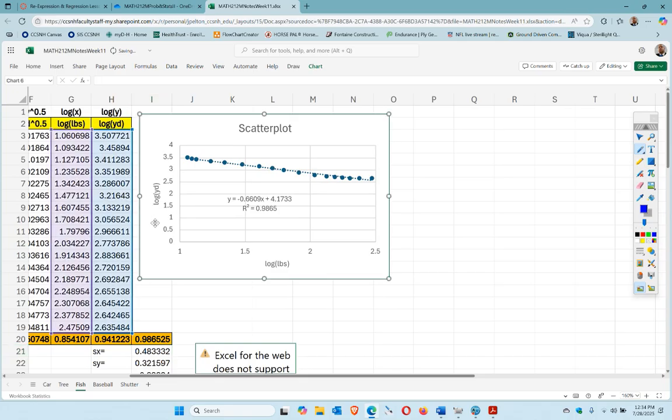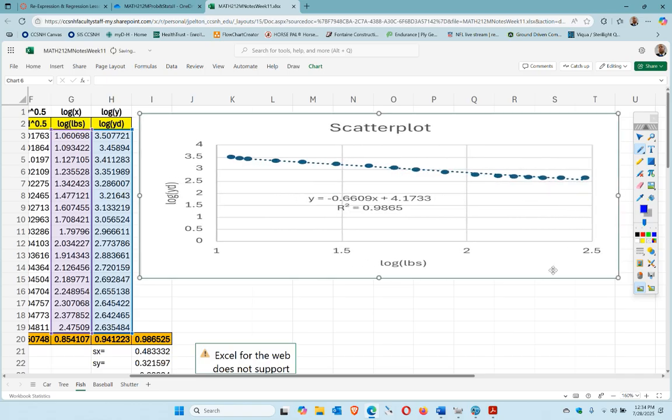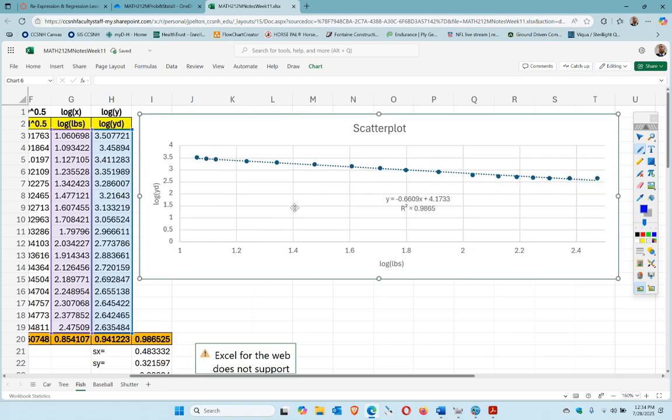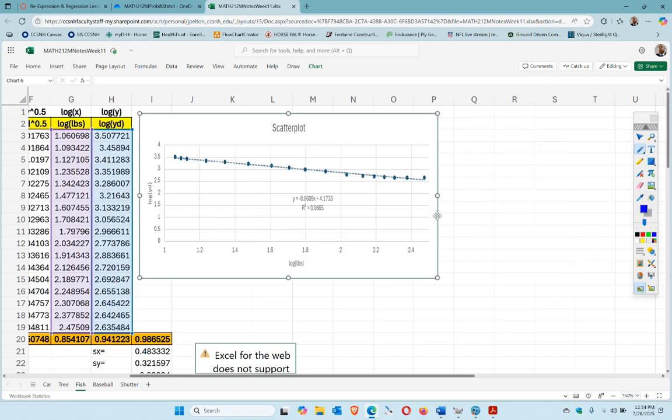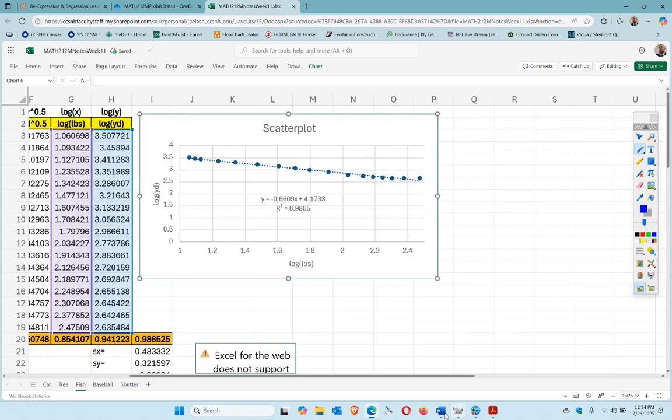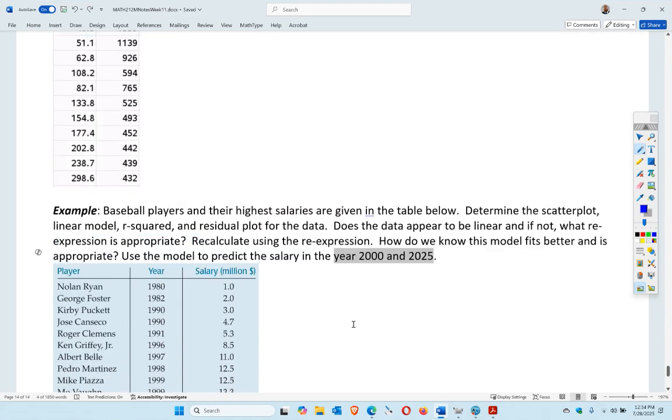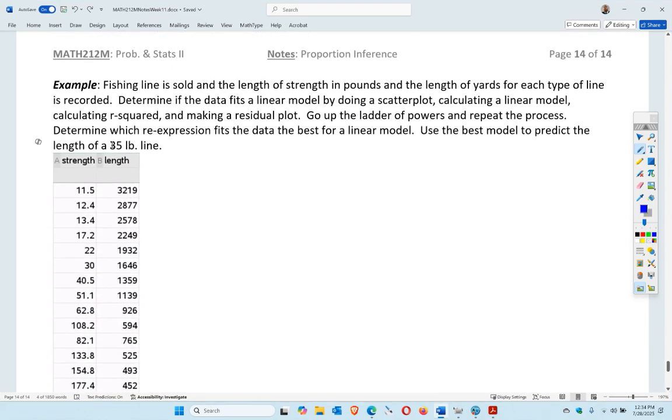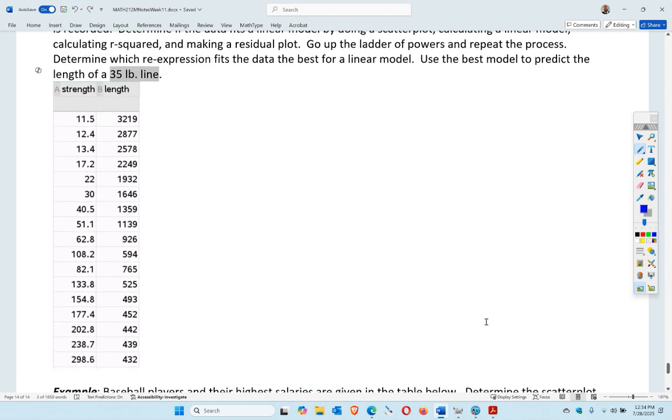So I graphed log of x and log of y, and I did the residual. Yeah, it's 0.98, but if you kind of look, it's kind of a wave, isn't it? Right? Which means it's still nonlinear. So should I use this to make predictions? Let's go back here. So it's saying 35 pounds a line, make a prediction. I probably shouldn't use it because it still kind of looks nonlinear.